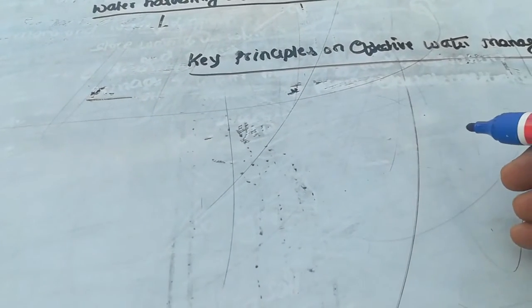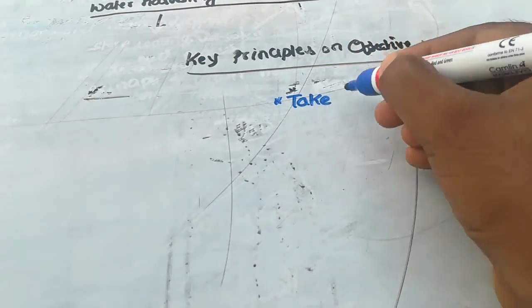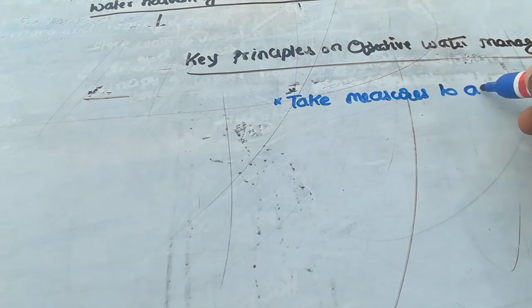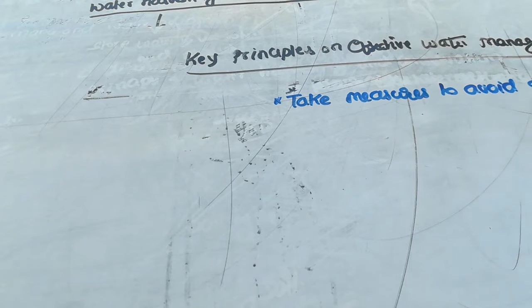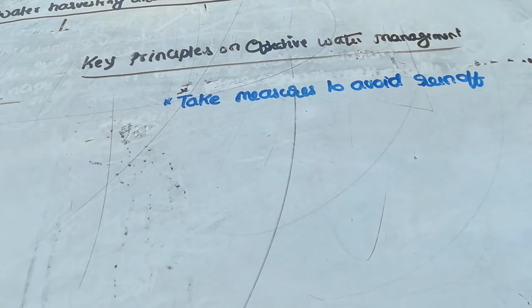Take measures to avoid runoff. Water is not absorbed by the soil but runs across the surface. So how can we control that?